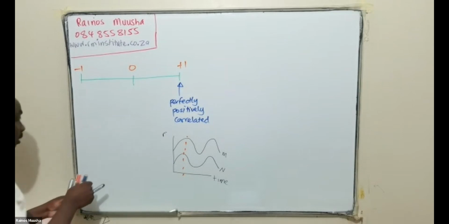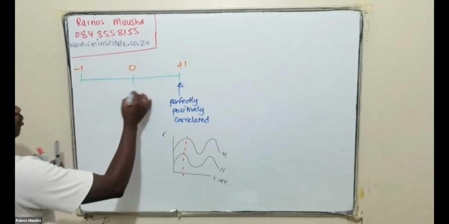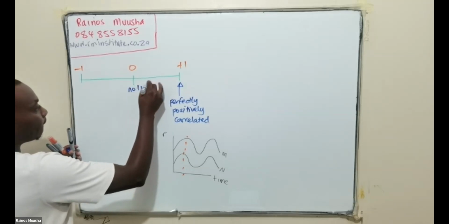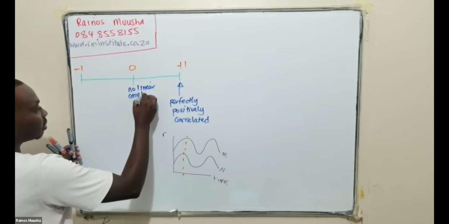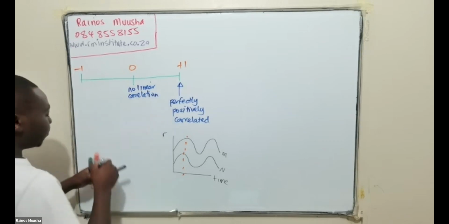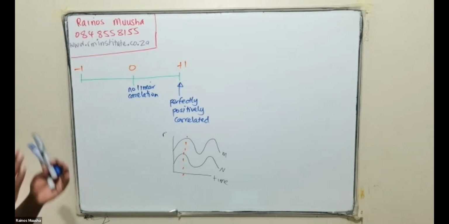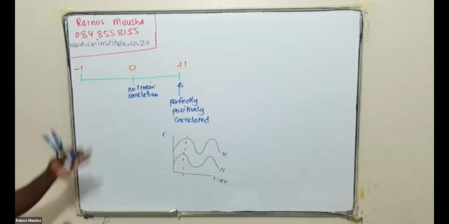Then when your correlation coefficient is 0, we say there is no linear correlation. So it basically means that the performance of the securities are not necessarily moving in the same direction. There's basically a random relationship between the securities. So there's no specific relation that you're able to deduce from the performance of the two securities as well.